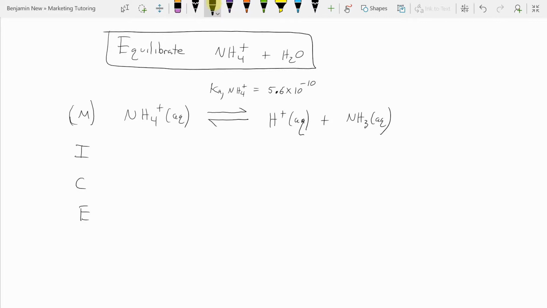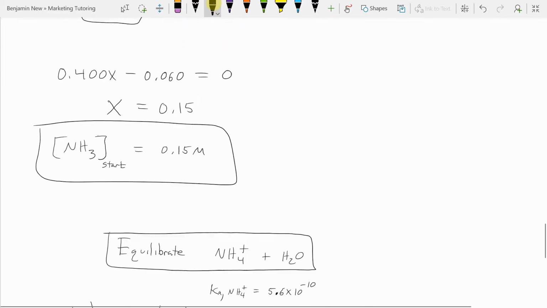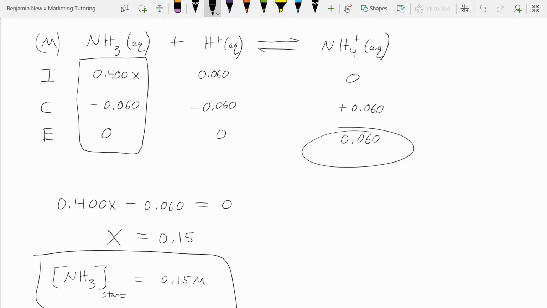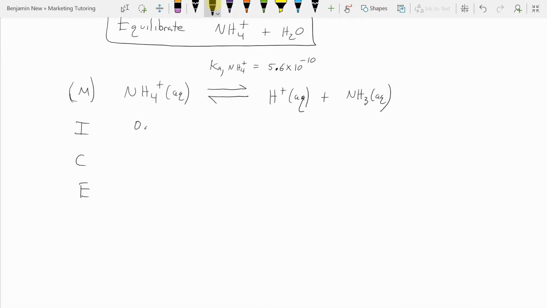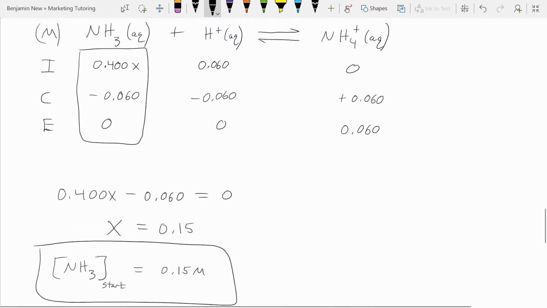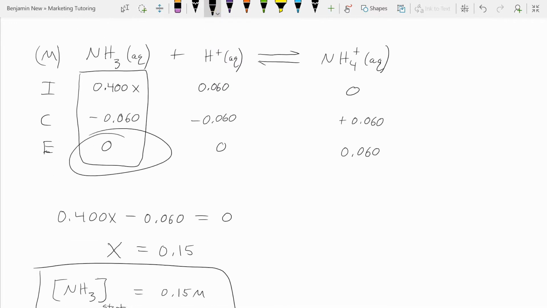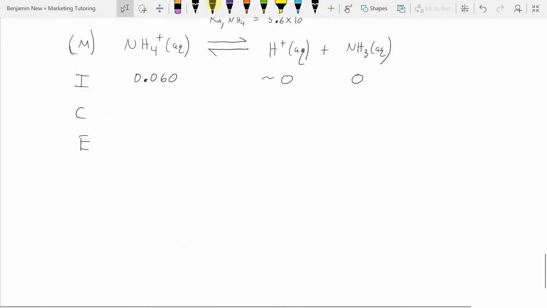The initial concentration, well, there's the initial concentration of ammonium ion, 0.060, and there's 0 of that. In principle, at equilibrium in water, it could have 10 to the minus 7, but we're effectively considering that to be 0. And we've already consumed all of the ammonia from the H+. So we're left with 0 over there. So we don't have any of that currently.